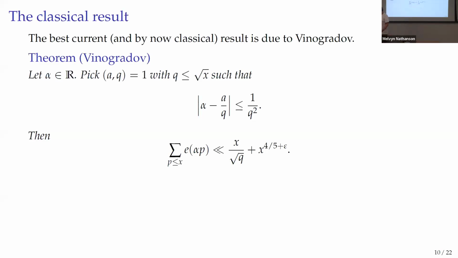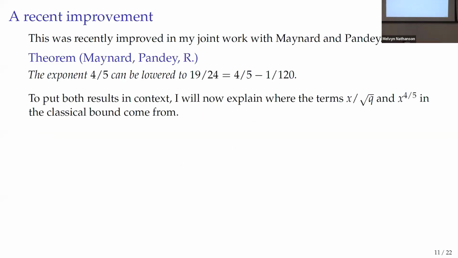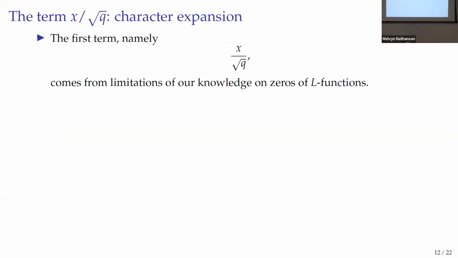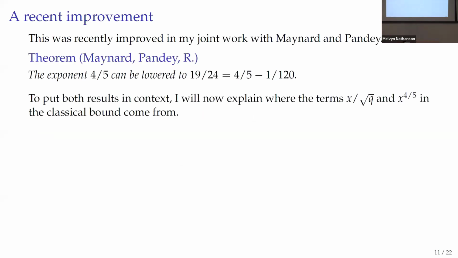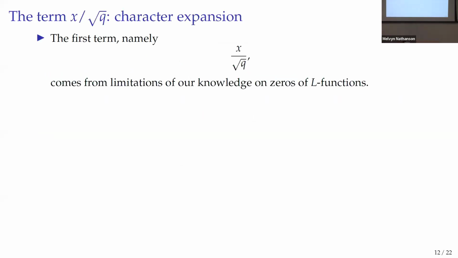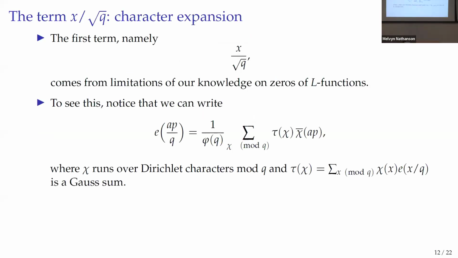And so what I'm going to do is explain where these exponents come from, and this will actually motivate the improvement of that exponent. Okay. So let me start with this x over square root q. That's okay. The way x over square root q comes from, it actually comes from Siegel zeros. If you can improve this, you can rule out the Siegel zero. So how do you see it?